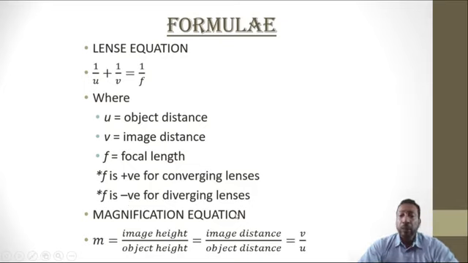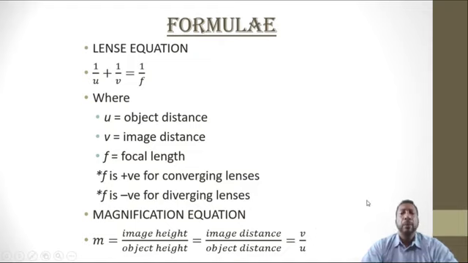Our magnification equation, we have 2 in 1. We can use the image height divided by the object height or the image distance divided by the object distance. Key thing to remember is that it is image over object. So we have, in short, v over u.